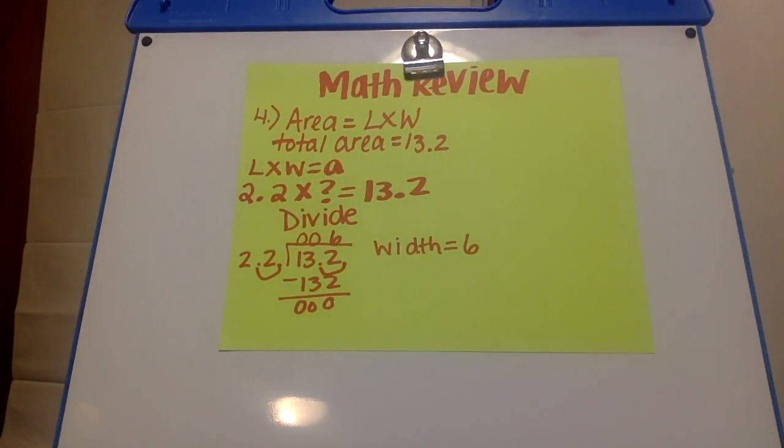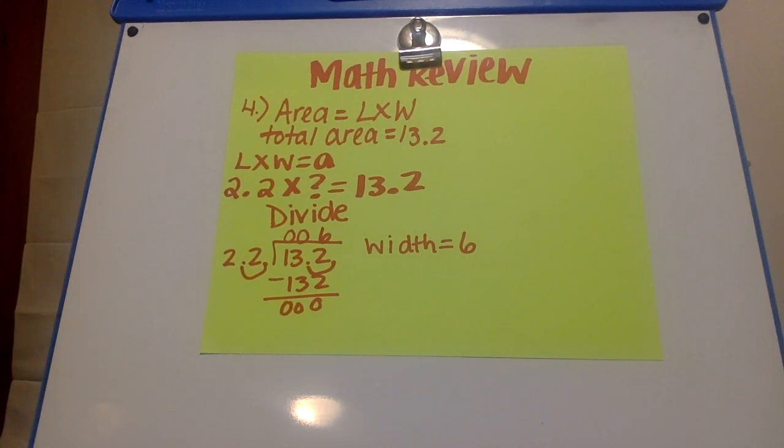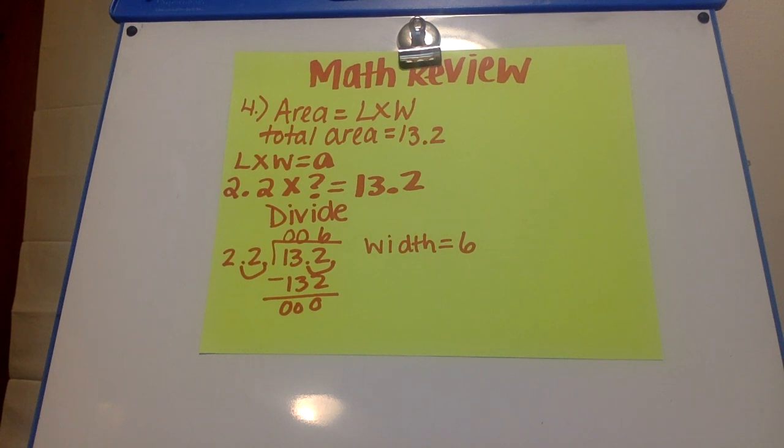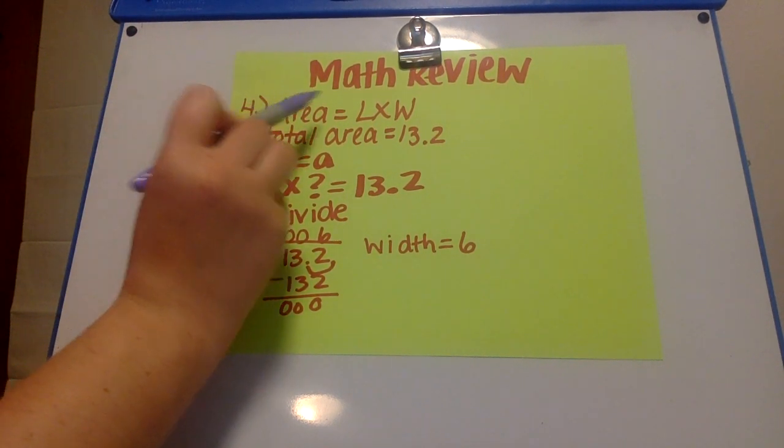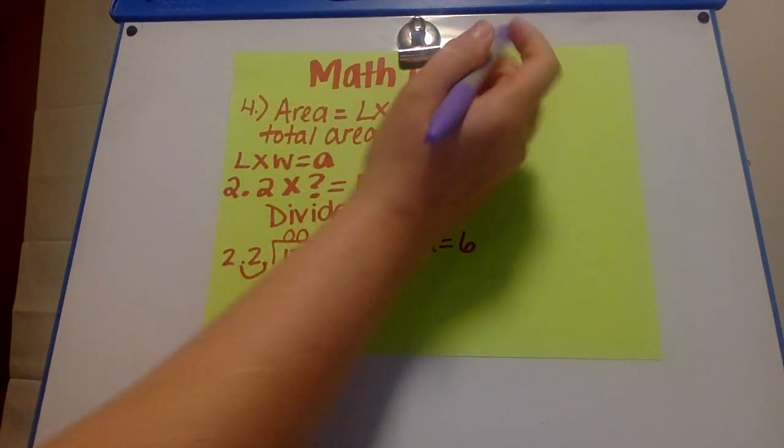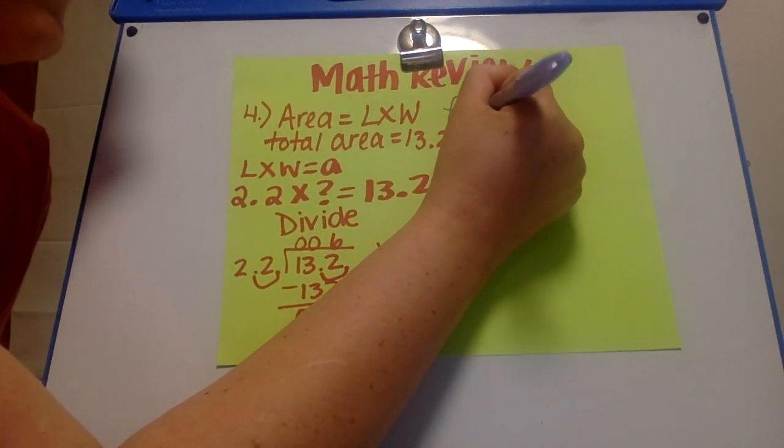Here we have number 4. So number 4, this problem was a little different. We have area. They gave you the total area. They gave you the length, and they wanted you to find the width. So area equals length times width, right? That is the formula.